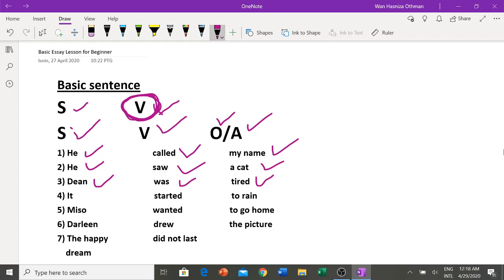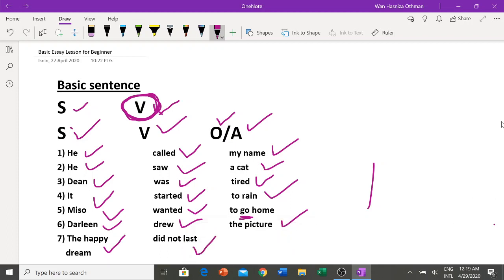Next, started what? Started to rain. Miso wanted what? Wanted to go home. See, after the word "to," you need to have the basic word, that is "go," not goes, not going, not went. Darlene drew what? Drew the picture. So this is the object. A is for anything other than object. Next, the happy dream. This is the subject. Did not last.